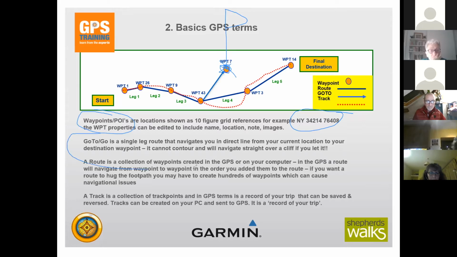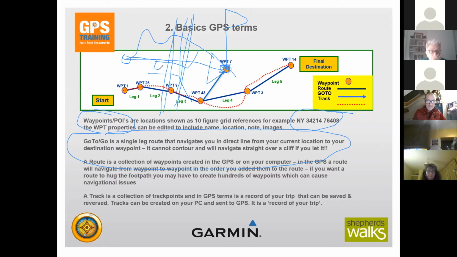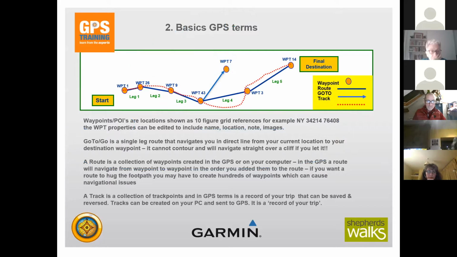A go-to is a single leg from our current location to that waypoint. The nice thing about a go-to is we can walk wherever we want to get to that waypoint. So if a river is crossing your footpath and there's a bridge a little bit up the river, we can walk in a straight line, go up the river, cross the bridge, and still end up at that waypoint. And that's the key difference between that and a compass bearing.